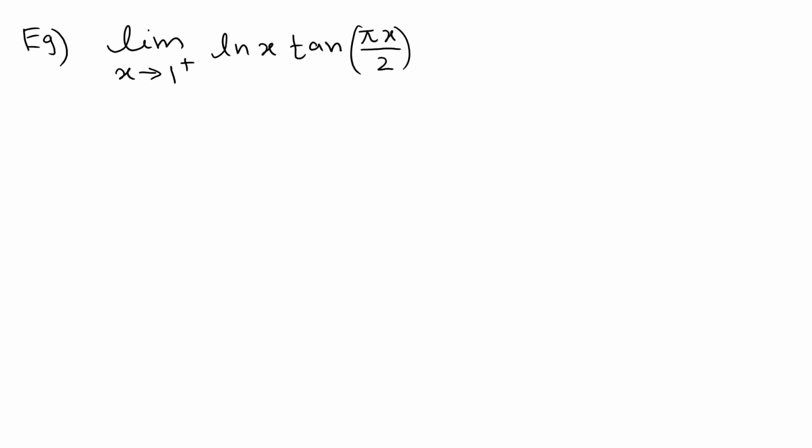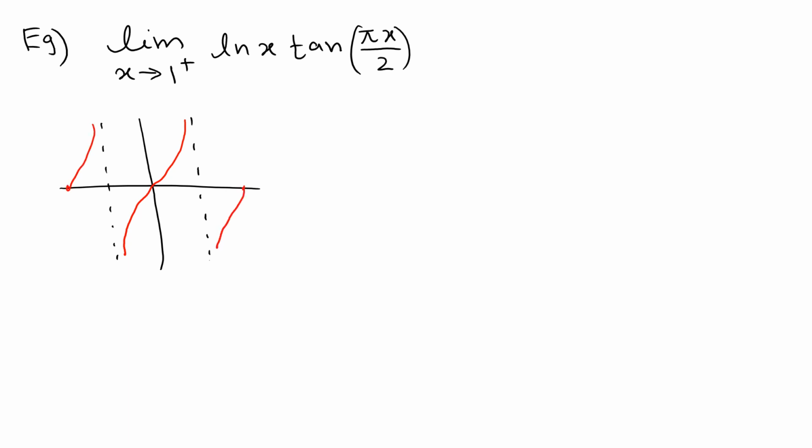As the next one, we have this interesting problem: the limit when x goes to 1 from the right of ln x times tan of pi x over 2. Let's see what happens here. We know the ln graph, but we also know the graph of tan. You can see the graph of tan has vertical asymptotes. Actually, there are infinitely many asymptotes, but for our case, we need this one. The pattern is going to repeat. That's the shape of the tan graph. This is 0. This is pi over 2.